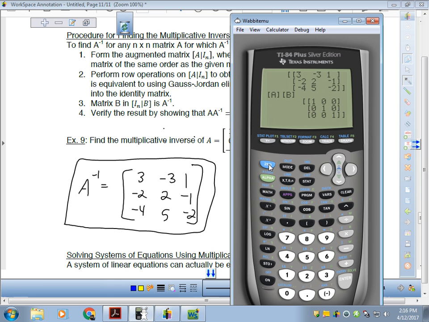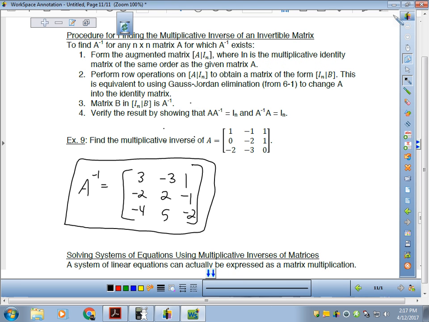And I can also go the other way. I can say, hey, take matrix B and multiply it by matrix A. And hey, look, it gives me an identity matrix as well. So you can actually test it and see if it works or not.